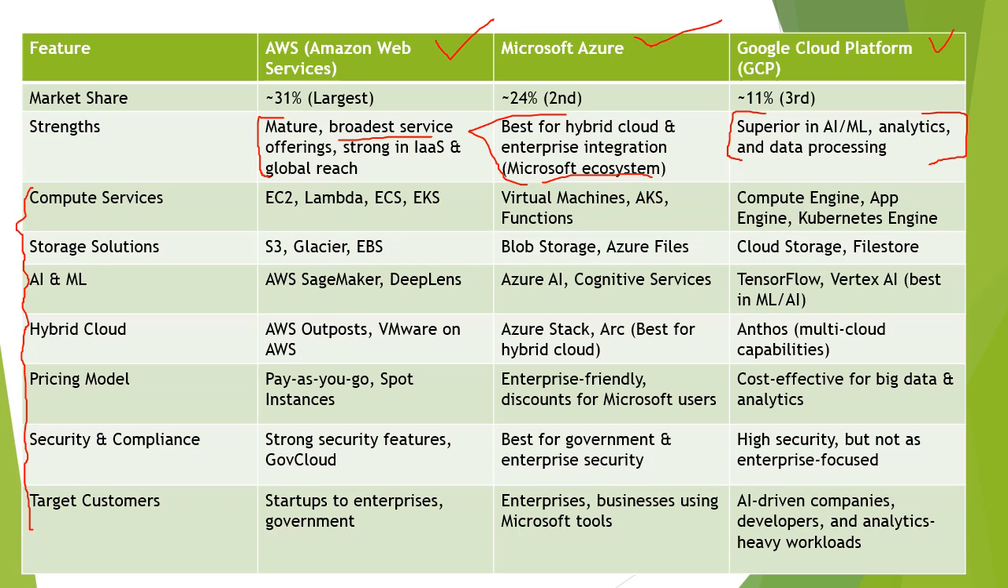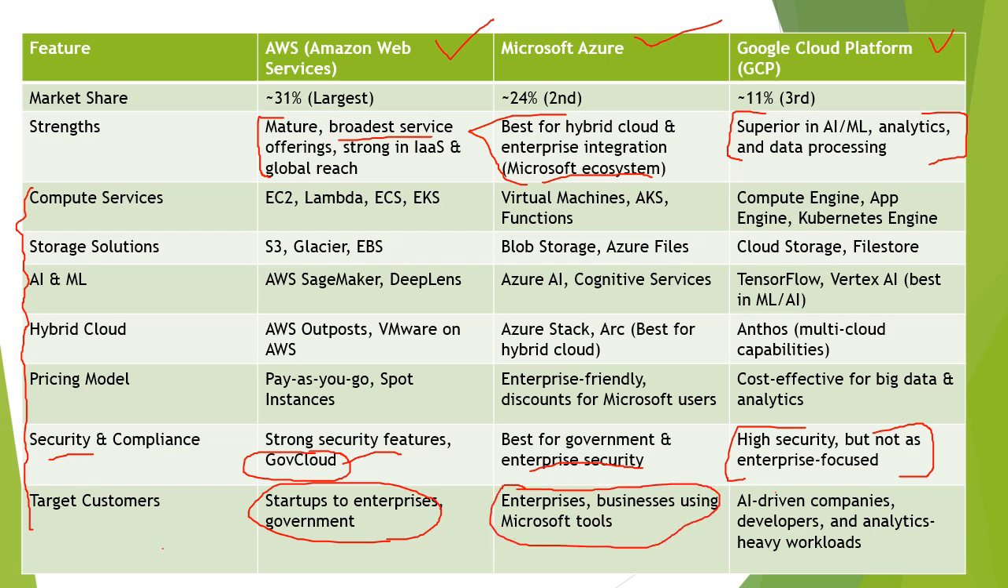Security, strong features. Amazon has something like government cloud. Again, this is a lot of enterprise and then high security, but not as enterprise focused. And the target customers are startups. This is kind of a broad base, everyone. Target is really more enterprise and Microsoft, and then this is more AI driven companies and analytics driven companies that have a lot of data. And these are just kind of what the storage things are called. You don't have to memorize this at all.